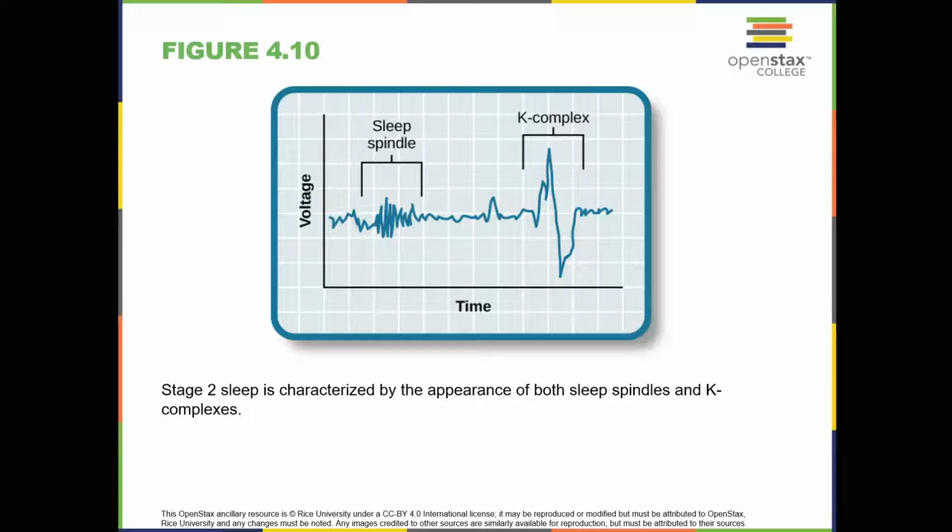In addition, the appearance of K complexes is often associated with Stage 2 sleep. A K complex is a very high amplitude pattern of brain activity that may in some cases occur in response to environmental stimuli. Thus, K complexes might serve as a bridge to higher levels of arousal in response to what's going on in our environments.